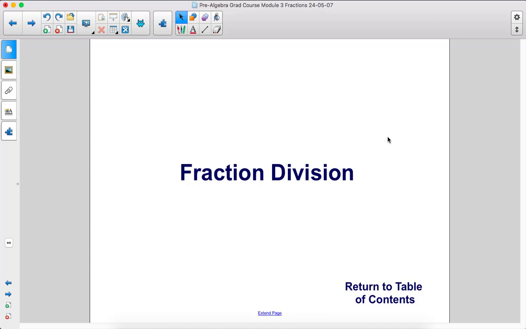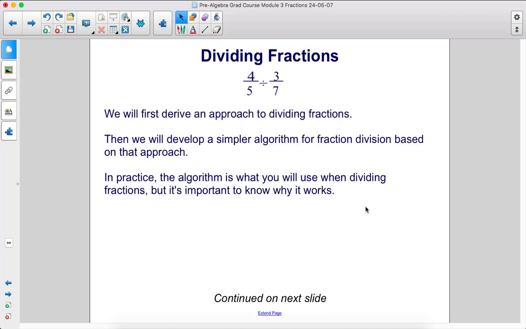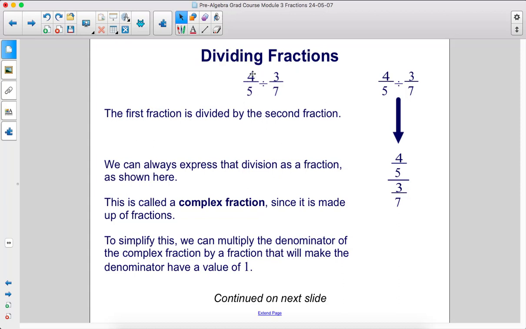Fraction division. We will first derive an approach to dividing fractions. Then we will develop a simpler algorithm for fraction division based on that approach. In practice, the algorithm is what you will use when dividing fractions, but it's important to know why it works. The first fraction here is divided by the second fraction.